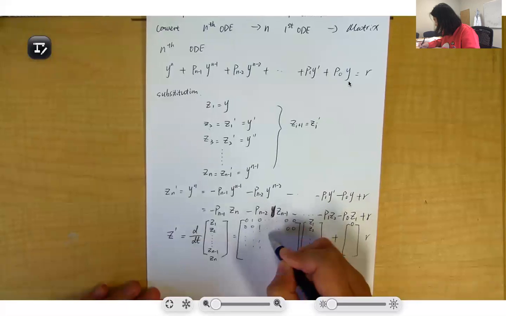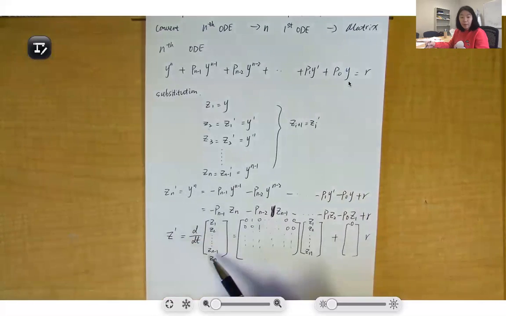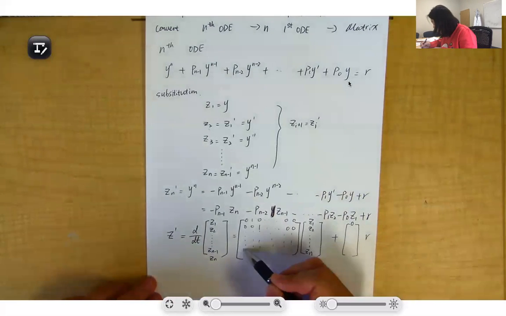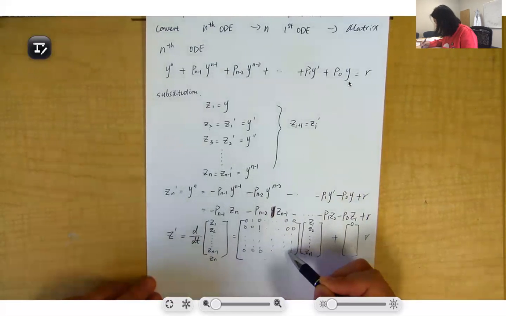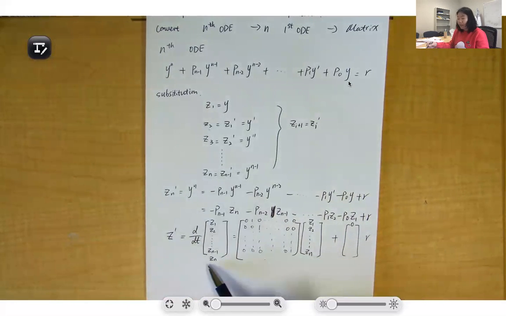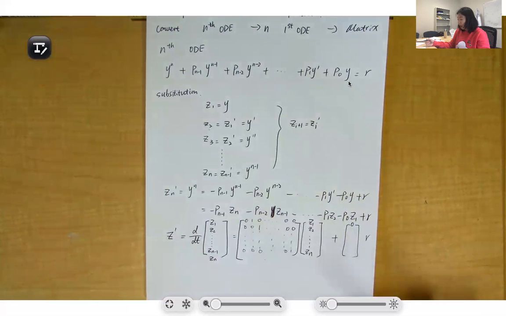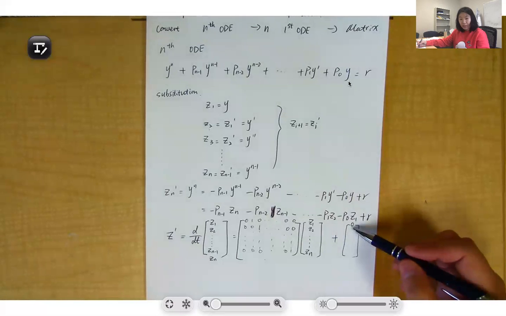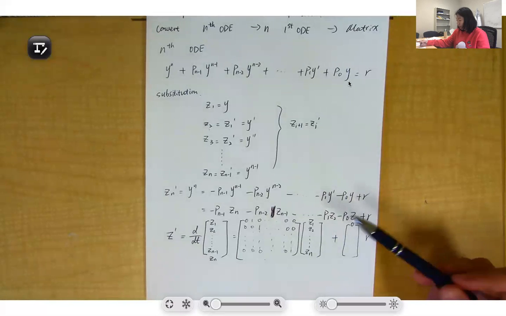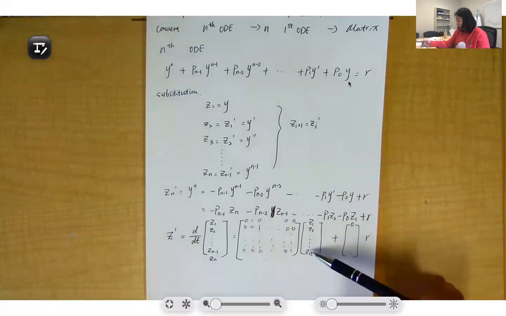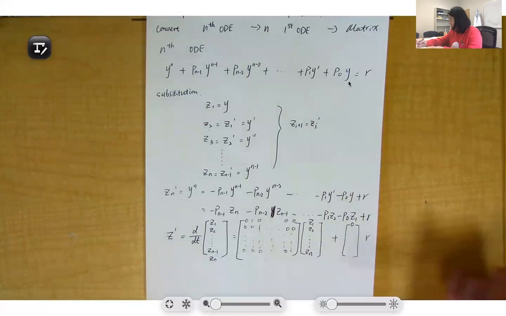Continuing until z_{n-1} prime equals zn, all the coefficients will be 0 besides the coefficient for zn: 0, 0, until 0, 1. How about the last row, zn? zn prime is a little bit different. zn prime equals whatever is in the equation here, so we will fill out each coefficient. I forgot to say that for the forcing function, since z1 prime equals z2, z2 prime equals z3, and z_{n-1} prime equals zn, all the forcing function coefficients will be 0 here.